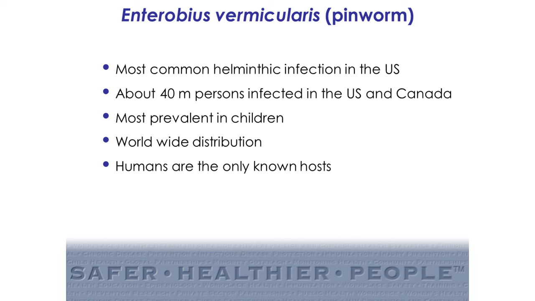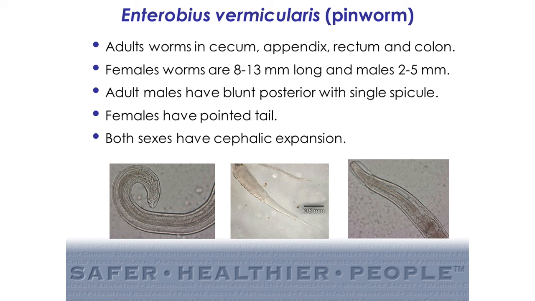Adult pinworms can reside in the different portions of the large intestine. Female worms are 8 to 13 millimeters long. The males are much smaller, measuring only 2 to 5 millimeters. In addition to their small size, the males can be differentiated by their blunt posterior, from which a single spicule can be pushed out and retracted. The females, on the other hand, have pointed tails, a feature from which the pinworms derive their name. Both sexes have a thin membranous flare known as cephalic expansion in their anterior.